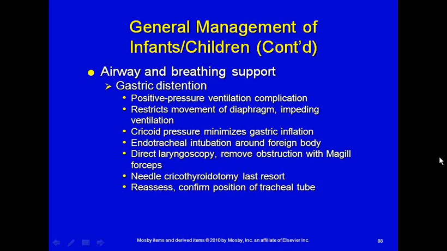Cricoid pressure is something that we do not teach anymore, so you can forget that bullet point. Endotracheal intubation around a foreign body is certainly something that you may be required to do. If they've got a foreign body aspiration and you cannot remove it with McGill forceps, you may have to try to intubate around that. And then as a very last resort, needle cricothyrotomy. Reassess and confirm position of the tracheal tube.